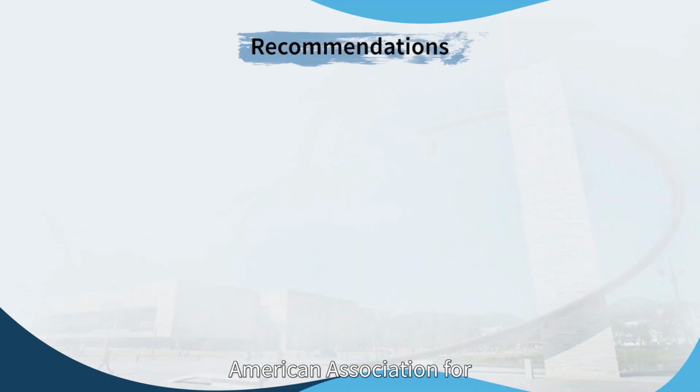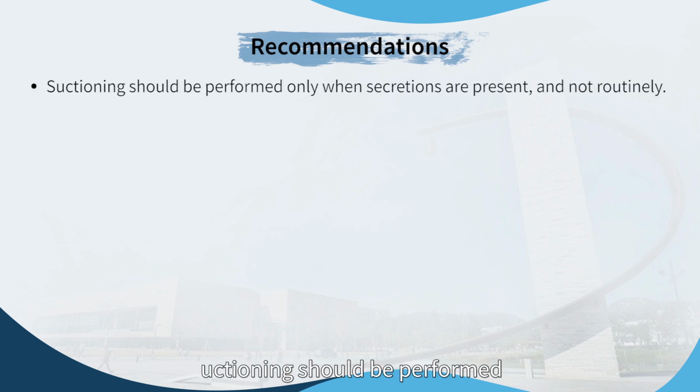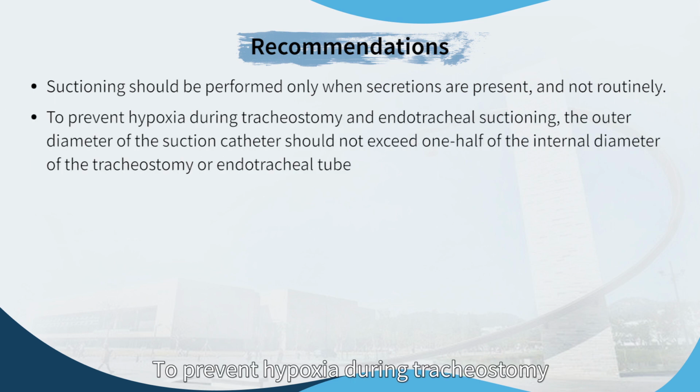The American Association for Respiratory Care recommends several rules as guidelines for suctioning. Suctioning should be performed only when secretions are present and not routinely. The frequency of suctioning depends on the patient's condition. To prevent hypoxia during tracheostomy and endotracheal suctioning, the outer diameter of the suction catheter should not exceed 1/2 of the internal diameter of the tracheostomy or endotracheal tube.